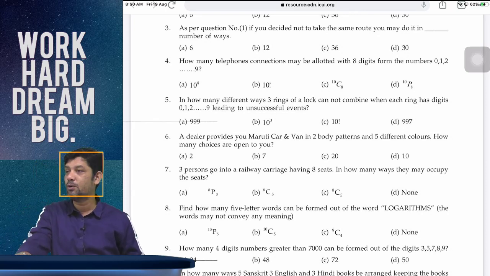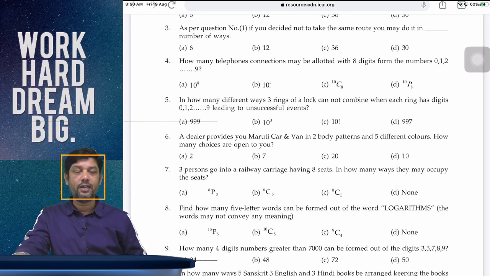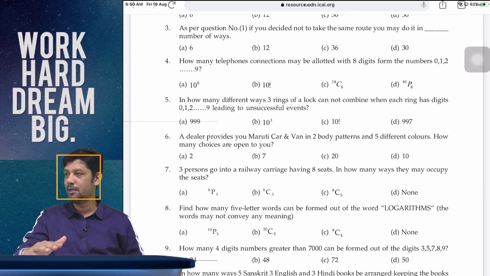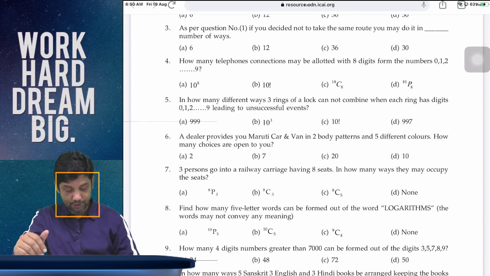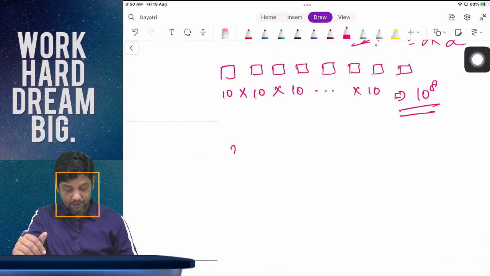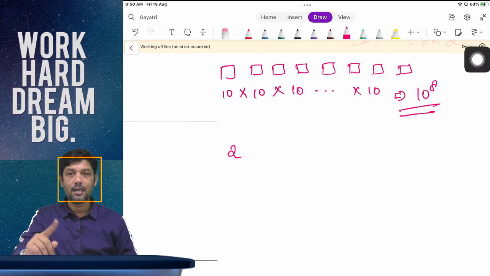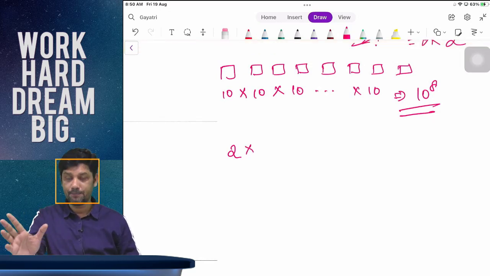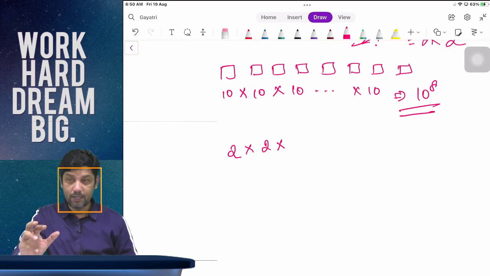Now I have to decide what body pattern. For example, if I go for a van, so either Eeco or I have to go with Omni. Anything can be done, so another 2 patterns are available. Then how many colors are there? 5 colors are there. So these are my combinations. Now look at this, my dear. First I have to decide between car and van, then decide between body, and decide color.